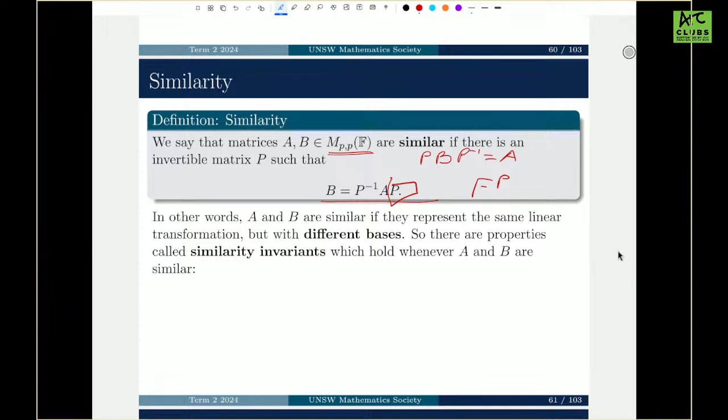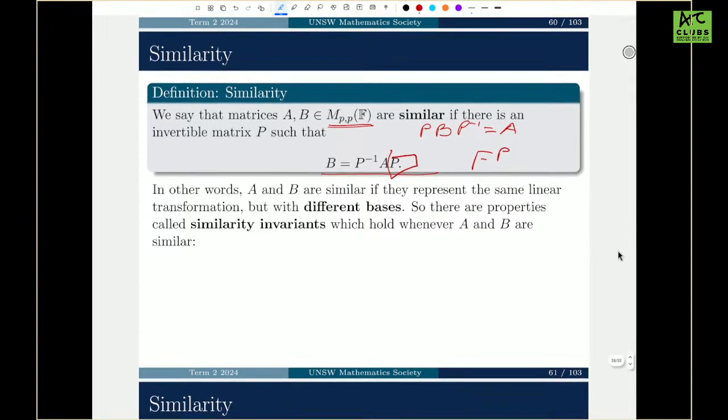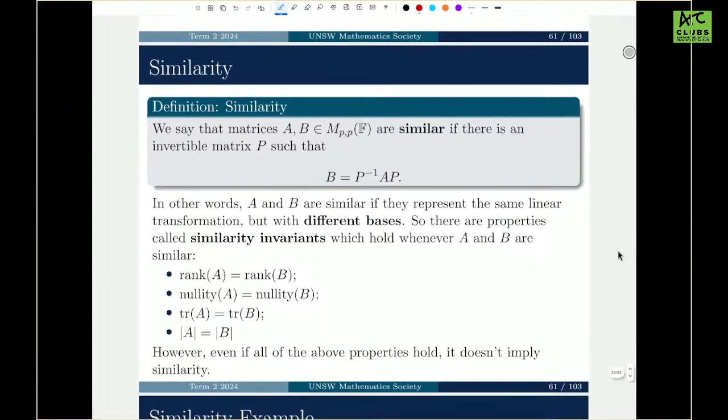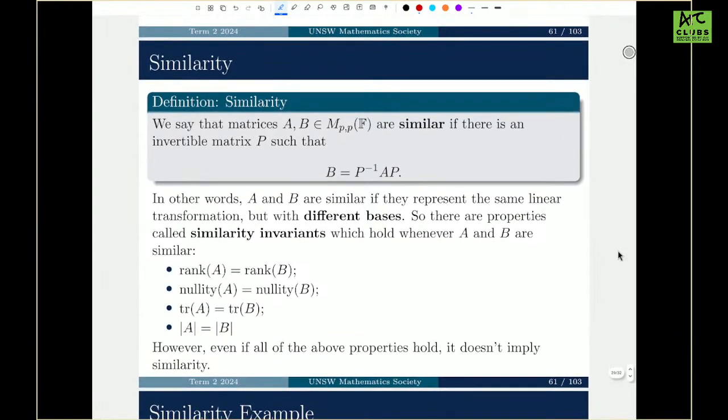There are properties called similarity invariants that hold whenever A and B are similar. This is something that came up in my exam, where I was asked for a bunch of similarity invariants. Here's one: they have the same rank, hence they'll have the same nullity. They'll have the same trace, and they'll have the same determinants.